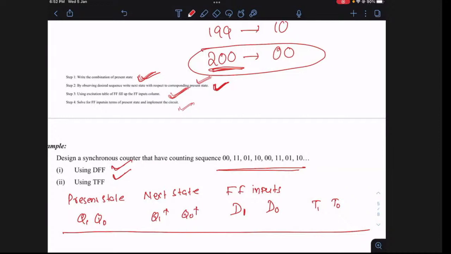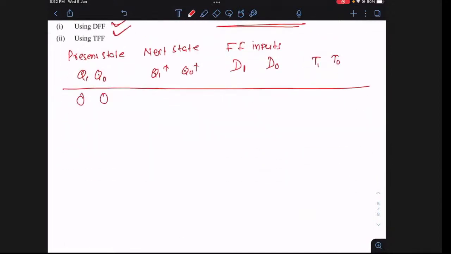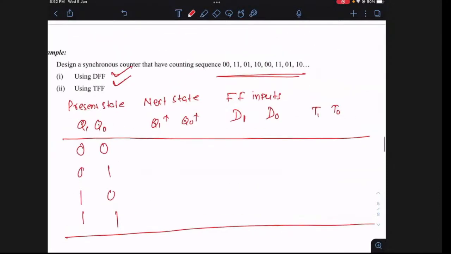The second step: by observing the desired sequence, write the next state with respect to the corresponding present state. So here I'm writing the present state combinations 00, 01, 10, and 11. From 00, I want to go to 11. So if the present state is 00, the next state is 11. Next, if the present state is 01, the next state is 10. If the present state is 10, the next state is 00. And if the present state is 11, the next state is 01.